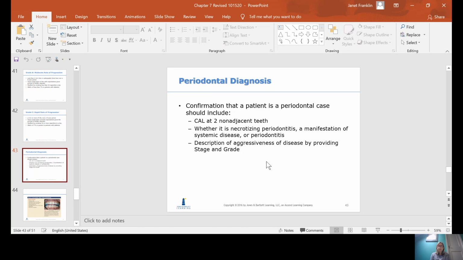Your periodontal diagnosis is your confirmation that a patient is a periodontal case, and it should include clinical attachment loss at 2 non-adjacent teeth. It should tell you whether it's periodontitis, or a necrotizing periodontitis, or a manifestation of a systemic disease, or is it just periodontitis. 99.9% of the time, it's probably just going to be periodontitis, and we're going to stage and grade it. The description of aggressiveness of disease is given by providing the stage and grade. So when you're making a periodontal diagnosis, you might say generalized periodontitis, stage 3, grade B.